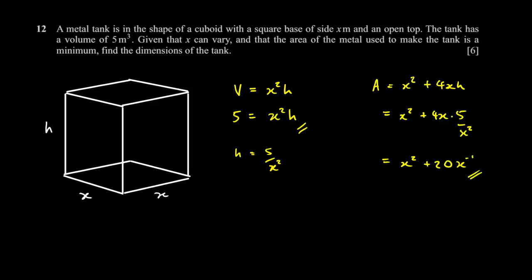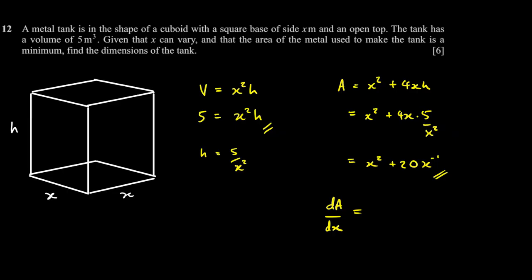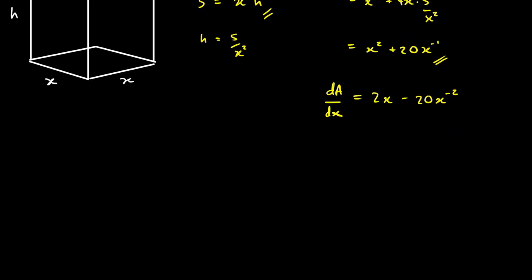Okay, so in other words, we want to try to get the equation so it's just in terms of x's. All right, now we know that the area of the metal used to make the tank is a minimum. So we want to find the minimum of this area. Well, how do we find the minimum of the area? Well, we find the stationary point, right? Which is going to be dA dx when that is equal to 0. Okay, so we're going to differentiate A, which will give us 2x minus 20x to the negative 2. And we will have a minimum value for that, minimum when dA dx is equal to 0.